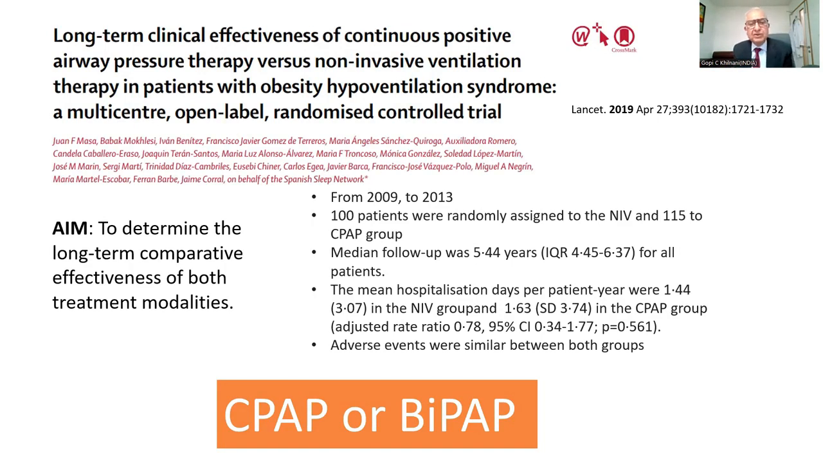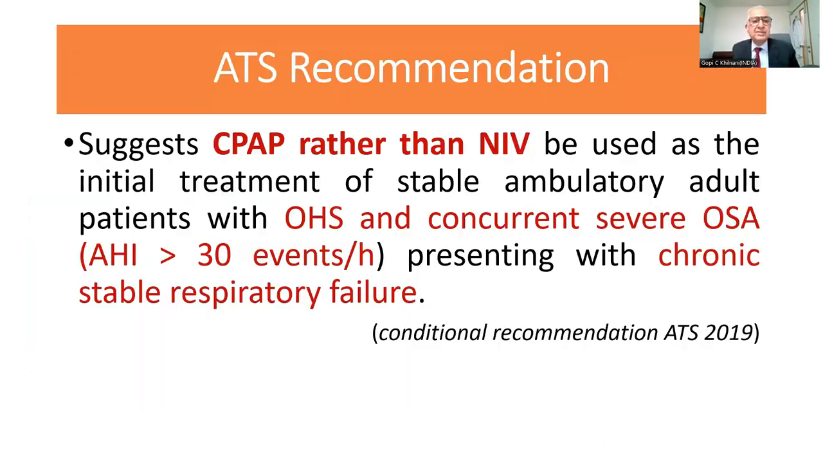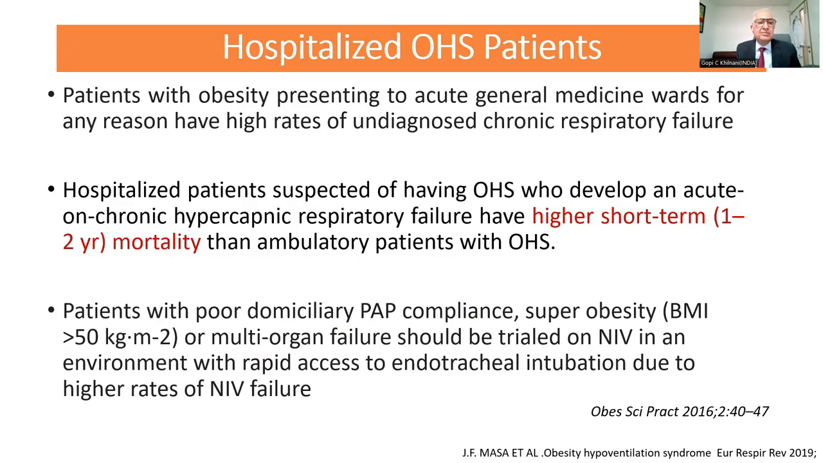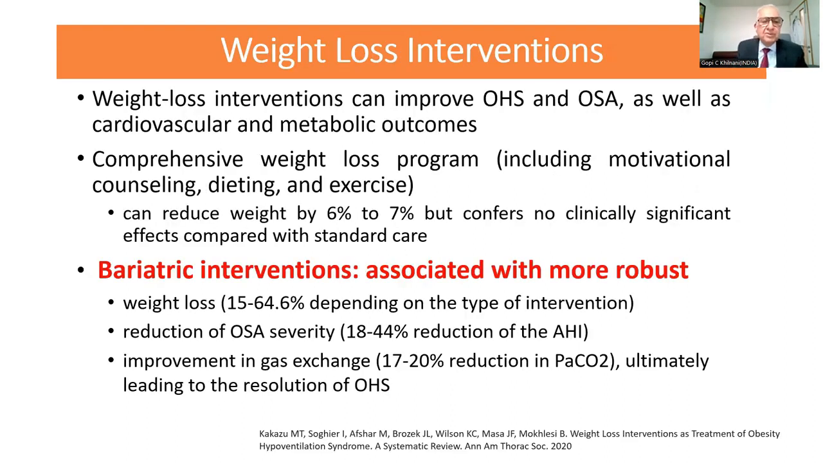And there is long-term follow-up also, on whether you should give CPAP or BiPAP. The inference is that in stable patients with OHS and OSA, NIV and CPAP have similar long-term effectiveness. So initially CPAP, and then you can try BiPAP. Now, AVAPS is average volume assured pressure support. This is a sort of advanced mode which gives an assured volume and pressure. I have no time to go into this.